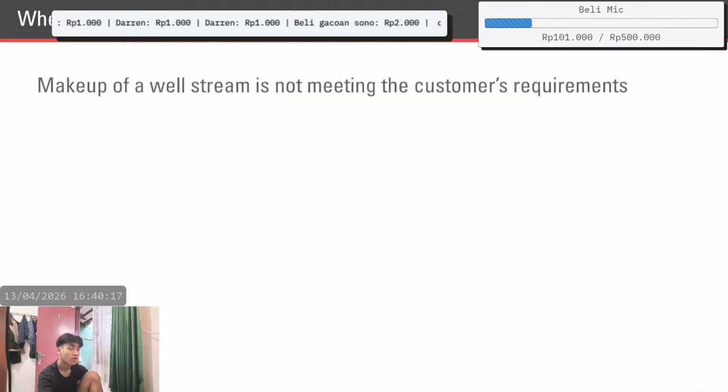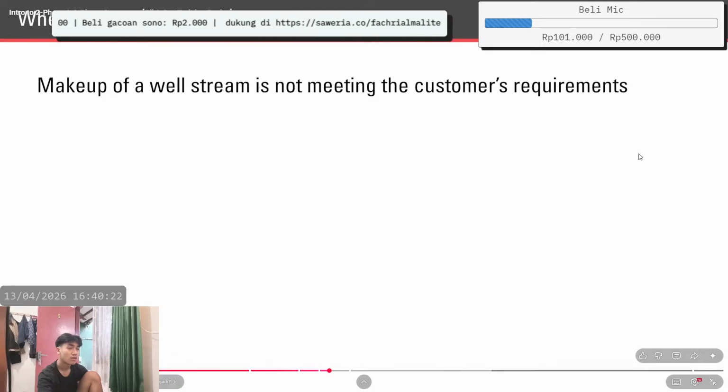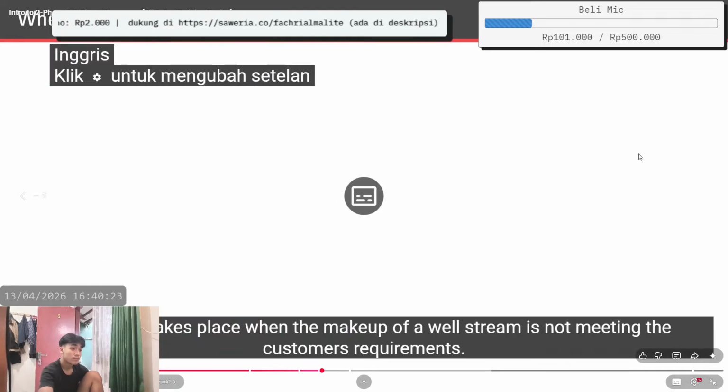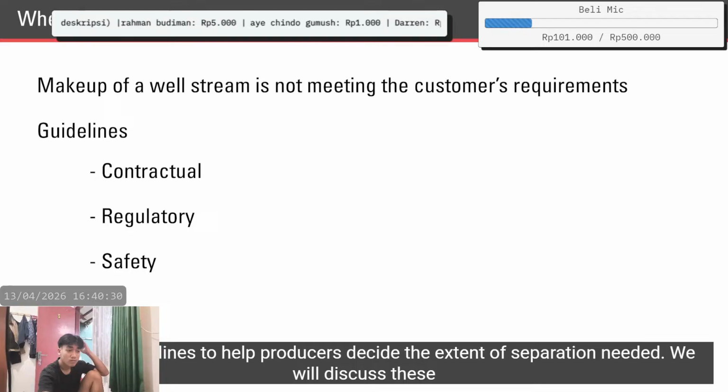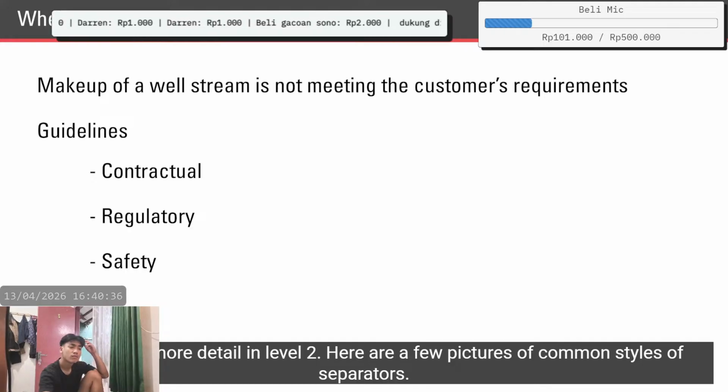Separation takes place when the makeup of a well stream is not meeting the customer's requirements. There are guidelines to help producers decide the extent of separation needed. We will discuss these guidelines in more detail in Level 2 separation.